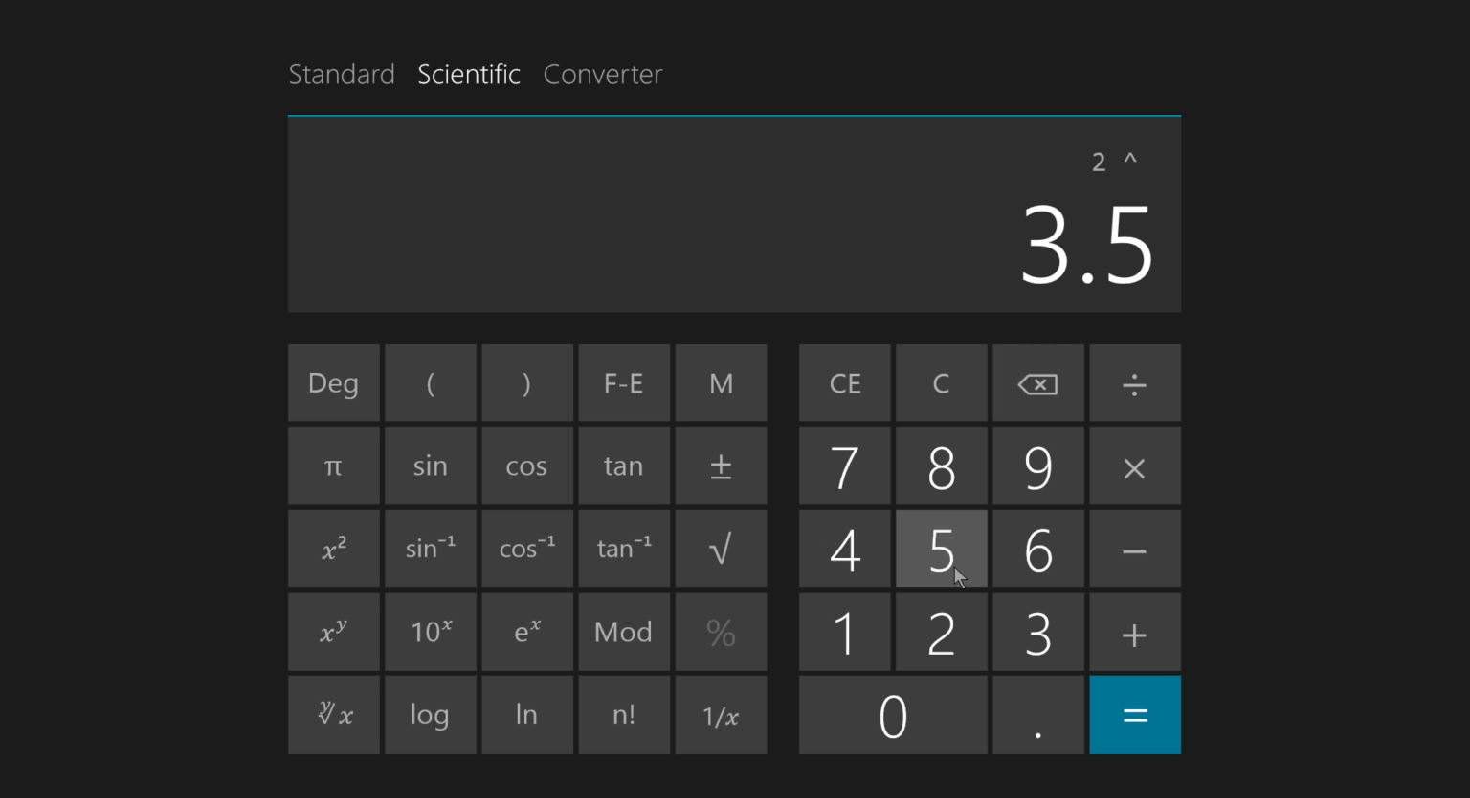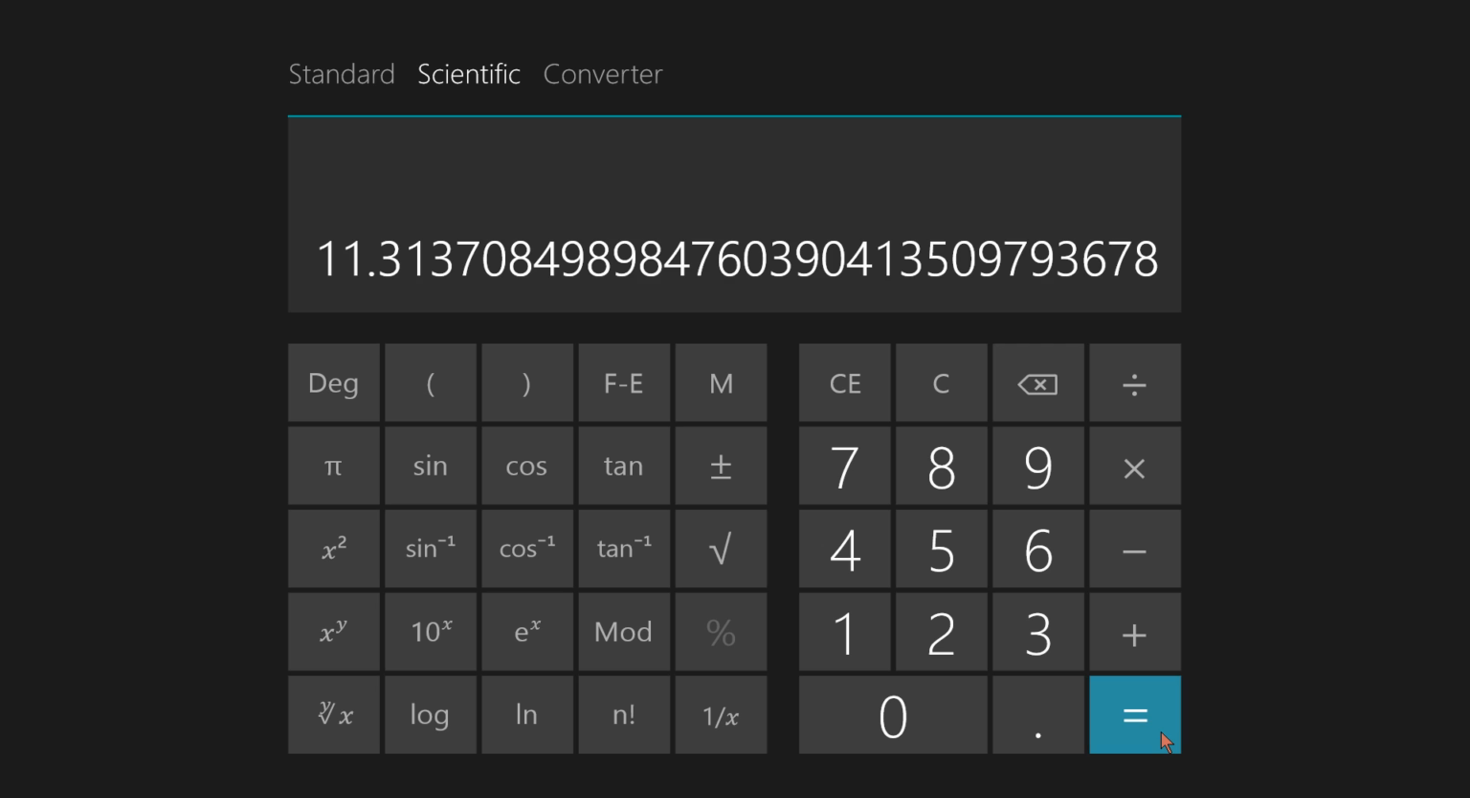But where do you suppose? Halfway between? I don't think so. Let's find out. It's an irrational number, or at least it's an awfully long terminating decimal, as many places as this thing will show. So that's just an interesting example. 2 to the 3.5 power equals this.